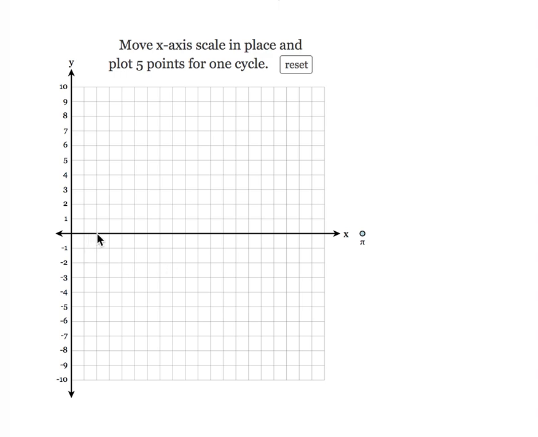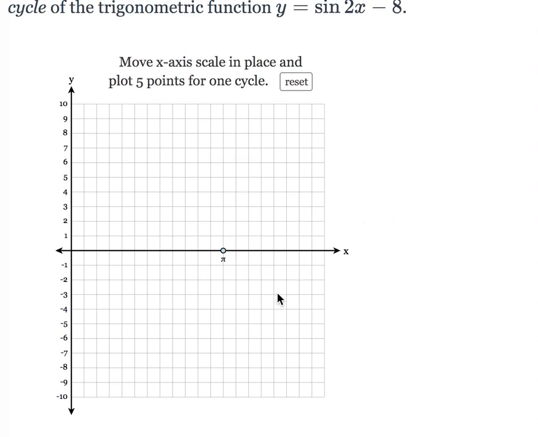So 1, 2, 3, 4, 5, 6, 7, 8, 9, 10, 11, 12. I should have been dragging this the whole time. 1, 2, 3, 4, 5, 6, 7, 8, 9, 10, 11, 12. Okay. Now I'm going to go ahead and plot my points.